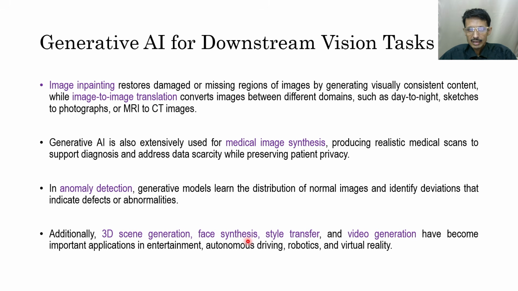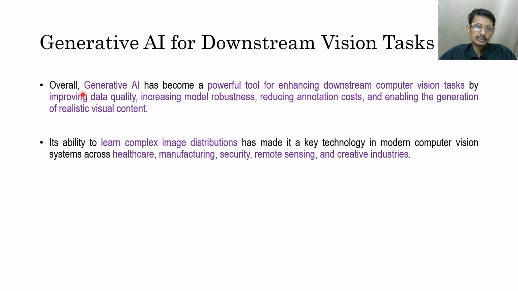Additionally, 3D scene generation, face synthesis, style transfer, and video generation are computer vision tasks where generative AI plays a very important role, with applications like entertainment, autonomous driving, robotics, virtual reality, etc. So in the overall picture, generative AI has become a powerful tool for enhancing downstream computer vision tasks: improving data quality, increasing model robustness, reducing annotation cost, and enabling the generation of realistic visual content. So it is a phenomenon that is very important for vision tasks.